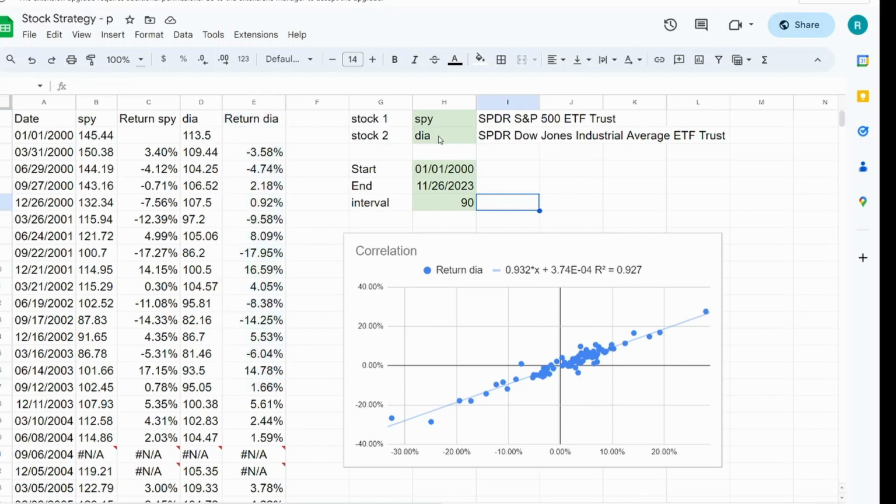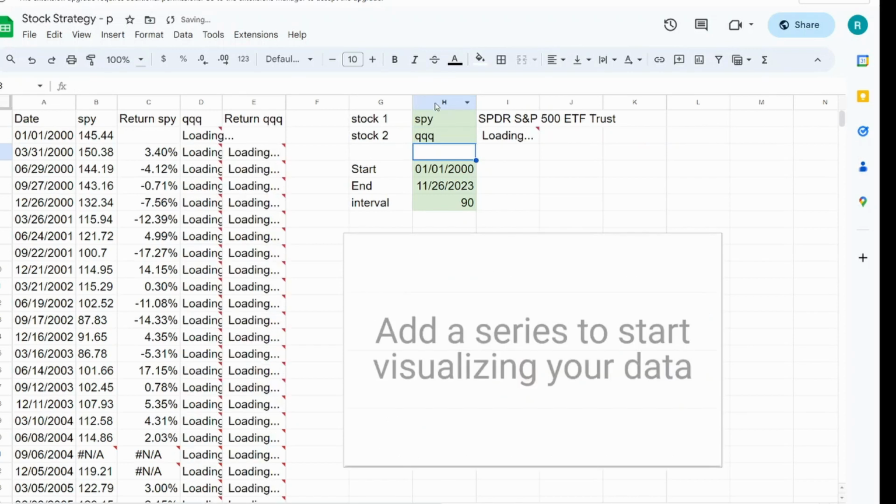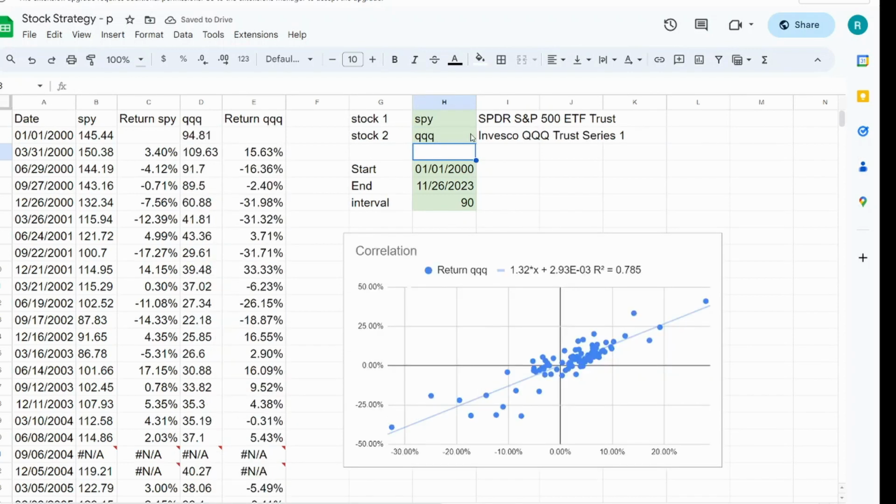Now let's do something else. Let's do QQQ to S&P 500. NASDAQ is a tech-heavy index fund. S&P 500 is also a little tech-heavy, but not quite as much as NASDAQ. So you can see that the slope is a little bit higher. The correlation is also a little bit less, so there's more variation in the data. So in this case, the slope is 1.3, which means that when S&P gains 10%, NASDAQ will gain about 13%. And vice versa. When S&P drops 10%, NASDAQ will likely drop 13%.